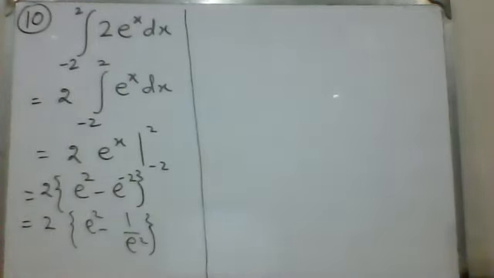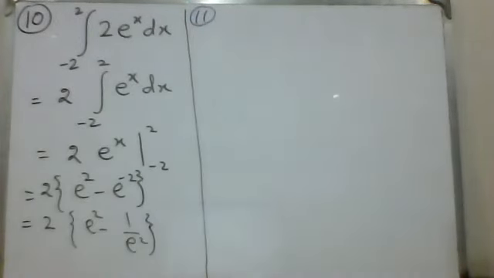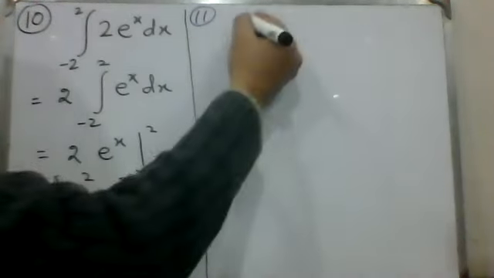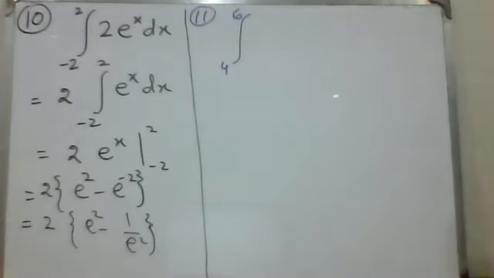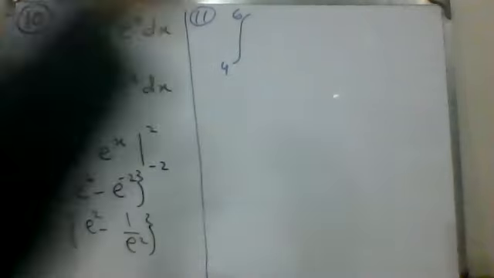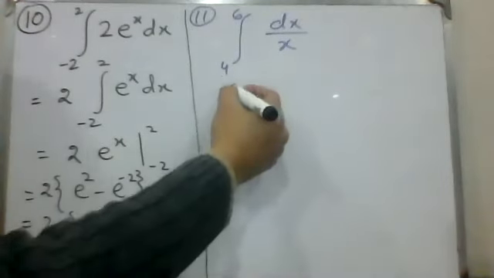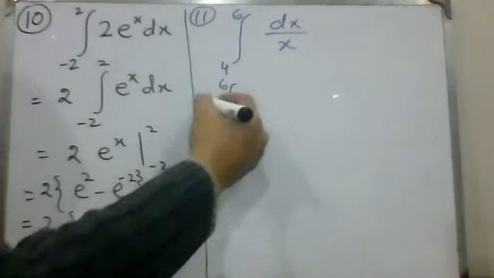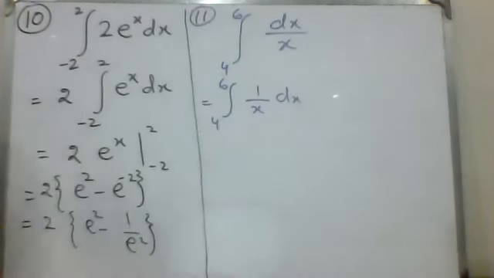Now question number 11 is here. In question number 11, written as 4 to 6 limit we have, that is limit from 4 to 6, and dx divided by x is here. You can write that 4 to 6 1 by x dx. So here the derivative of x is present in denominator. So how can we integrate?